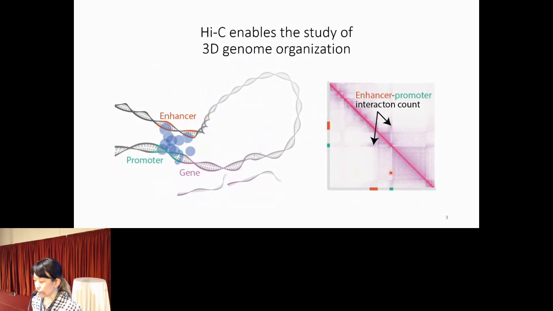And we can study the 3D genome organization with Hi-C, or high throughput chromosomal conformation technology. Hi-C measures the level of interactions or contact frequencies among genomic regions, including enhancers and promoters. And it generates a symmetric matrix, like the one you see on the right. Each entry represents how often the region corresponding to the row interacts or contacts the region corresponding to the column.